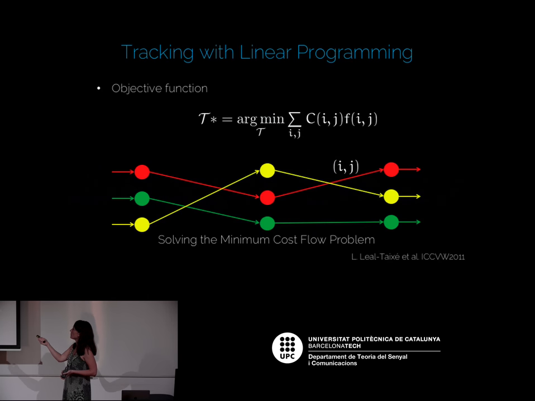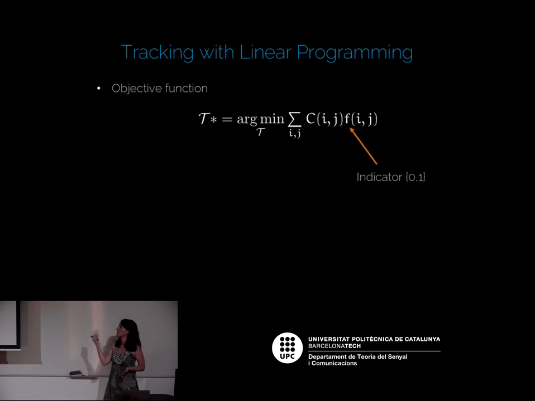Each edge is defined as a pair ij. So this connects the node i with the node j. And each edge is going to have associated a cost and an indicator function. Now, this indicator function can take the value either 0 or 1. 0 means that this edge is not active, and therefore detections i and j do not belong together. And when the indicator is 1, it means that these two nodes belong to the same trajectory. So this is what indicates which nodes belong together. So it's forming our trajectories.